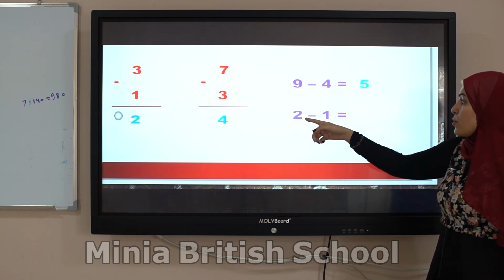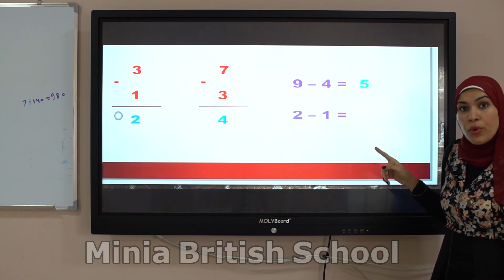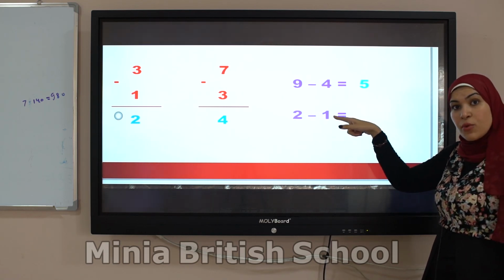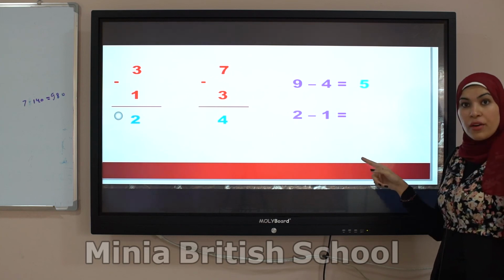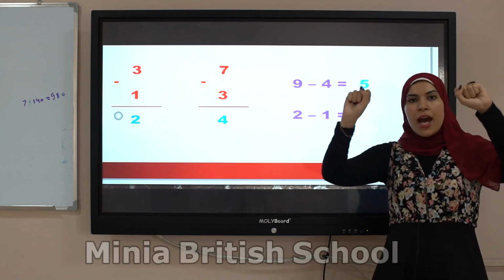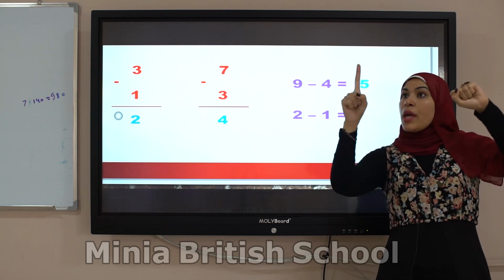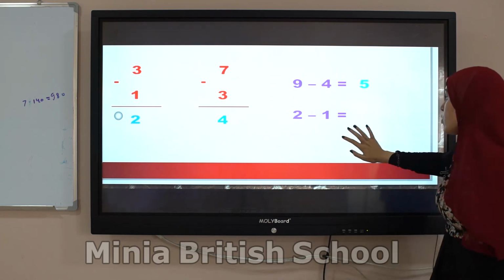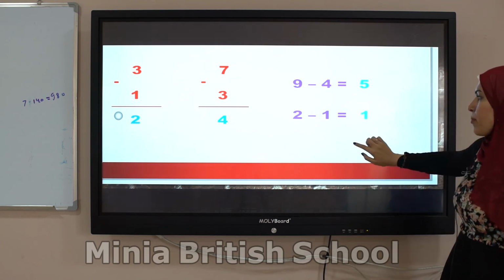Okay, and 2 minus 1. Where is the smallest number? Is this number 2? No, 1 is the smallest number. So I count after 1 to reach number 2. Close your fingers. After 1, 2. How many fingers? I have only 1 finger. So the answer is 1.